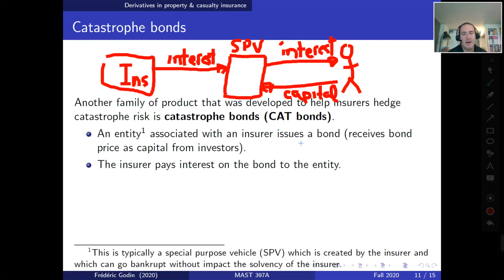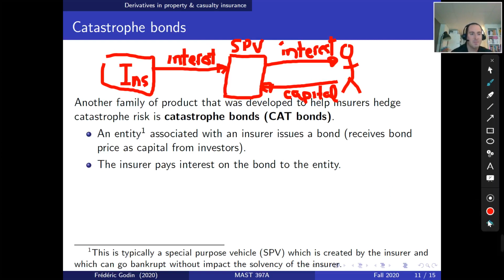So this seems nice, but now the investor gives the capital and receives interest, but the insurer only pays interest. So what's in it for him? This is what we're going to see in the next slide. It's too bad I can't copy paste this picture, but maybe I'll repeat it in the next slide.